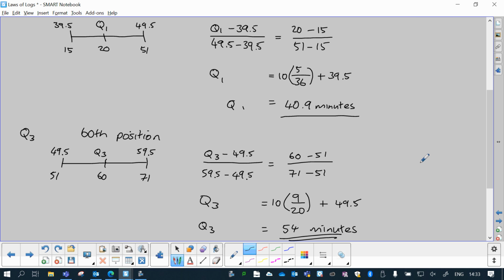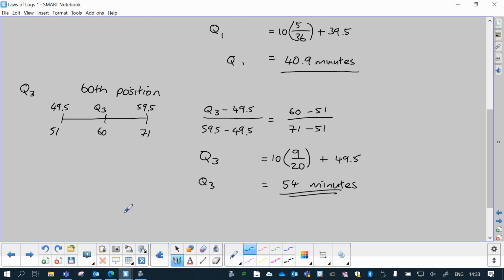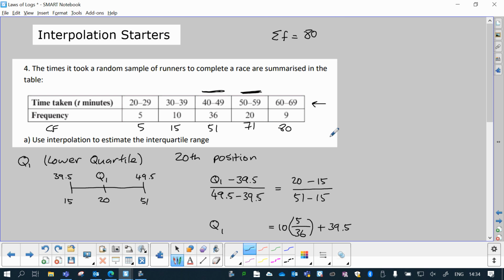So what you've got is Q3 comes in at 54 minutes, which means that the interquartile range is going to be 54 minus 40.9, which does come out as 13.1 minutes. Done. Now, I'll stress again the importance of looking for whether or not the groups overlap. And if they don't overlap, first thing you've got to think, upper and lower bounds. Okay? It catches a lot of people out and you can lose quite a lot of marks from it.